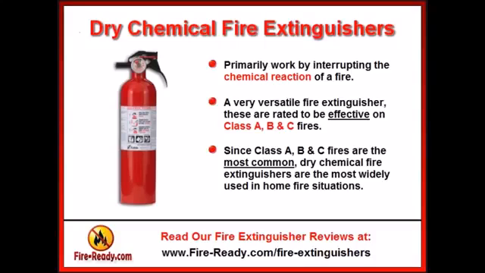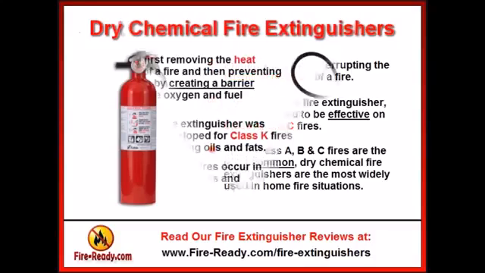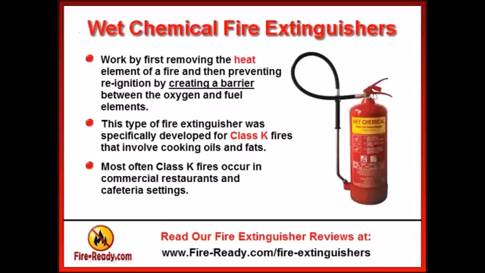for home fire situations. Wet chemical fire extinguishers work by first removing the heat element of a fire and then preventing reignition by creating a barrier between the oxygen and fuel elements. This type of fire extinguisher was specifically developed for Class K fires that involve cooking oils and fats. Most often, these Class K fires occur in commercial restaurants and cafeteria settings.